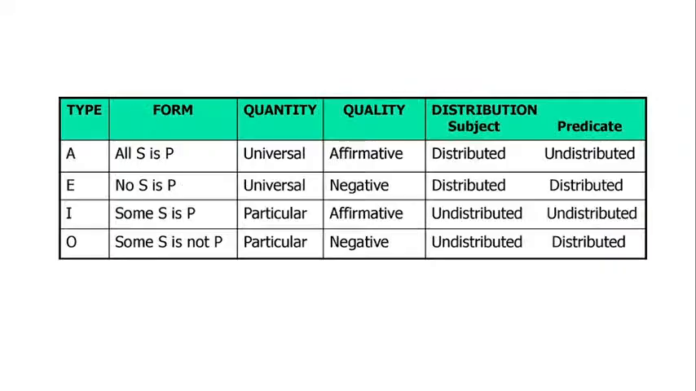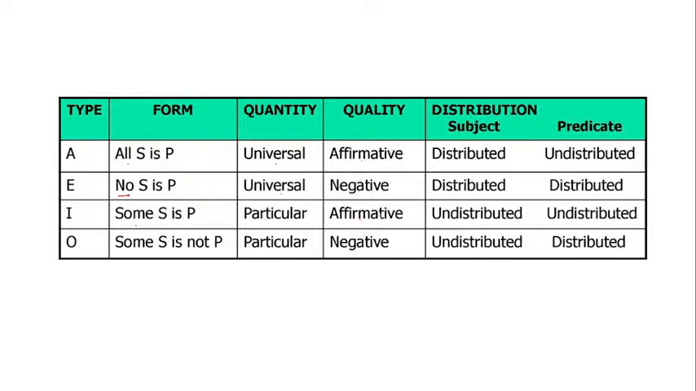Remember, again I am telling you, this is a very important table, so I brought it again, students. All S is P is a universal statement because the word all is coming. No S is P is also a universal statement because no is coming. Particular means the word some is coming. Some S is not P is also a particular statement. Quality, what is the quality? All S is P is a positive statement. No S is P is a negative statement. I is positive and O is negative.